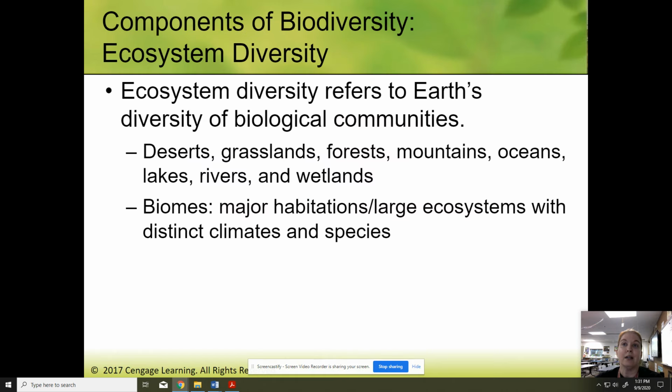Ecosystem diversity, once again, is the diversity of ecosystems. So the more ecosystems you have, the more different kinds of life you're going to be able to support and the more stable an area is going to be. Think back to your biomes, which we'll be talking about in a chapter or two. You have deserts, grasslands, forests, mountains, oceans, lakes, rivers, and wetlands. So your biomes are those major habitats. If you get a large enough area of an ecosystem, it becomes a biome with very distinct climate and plants and animals therein. Because we have this great diversity of ecosystems, lots of different things can survive in those different areas, and we have a healthier world.